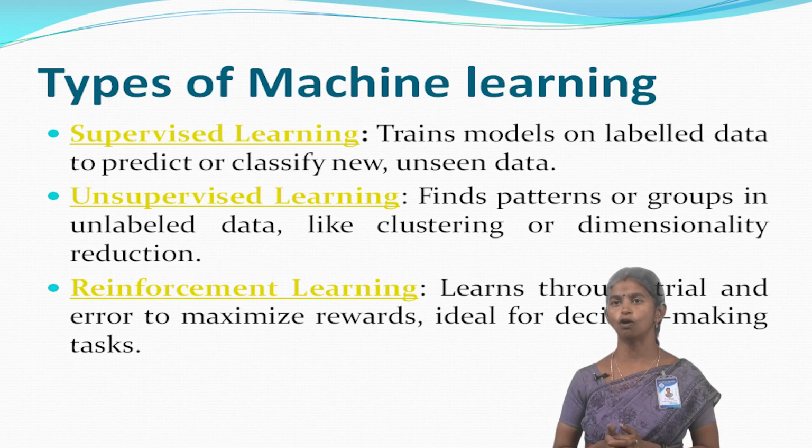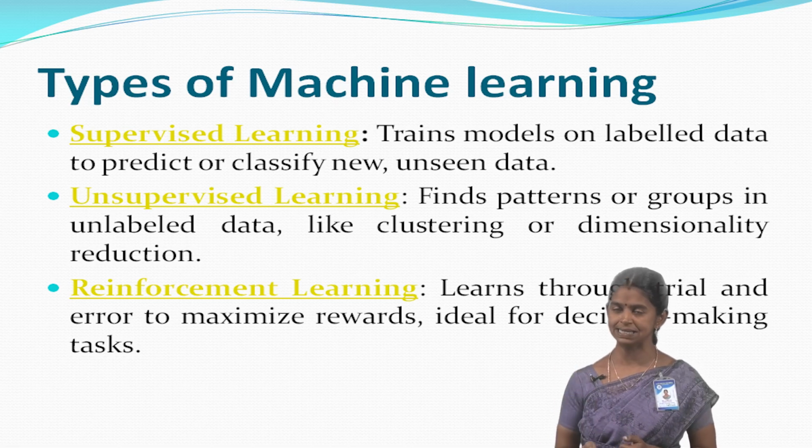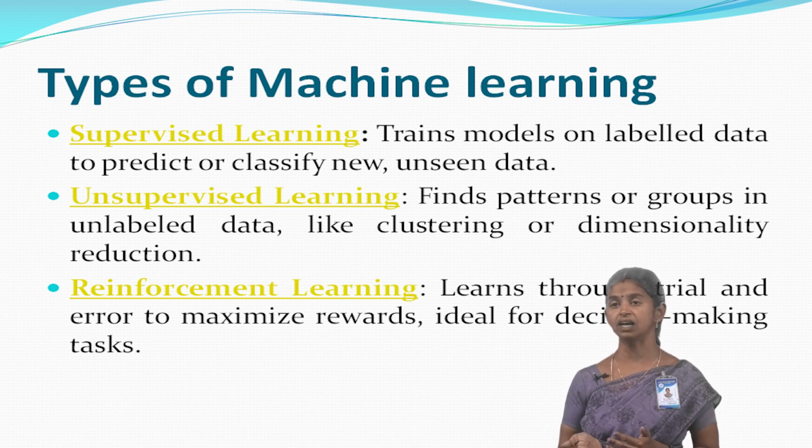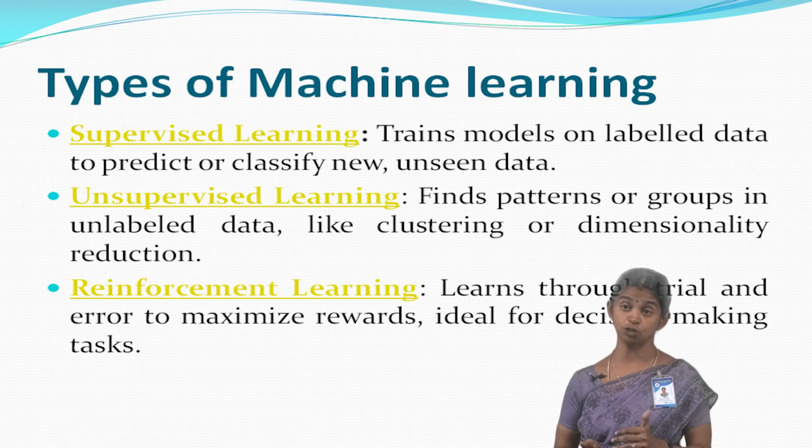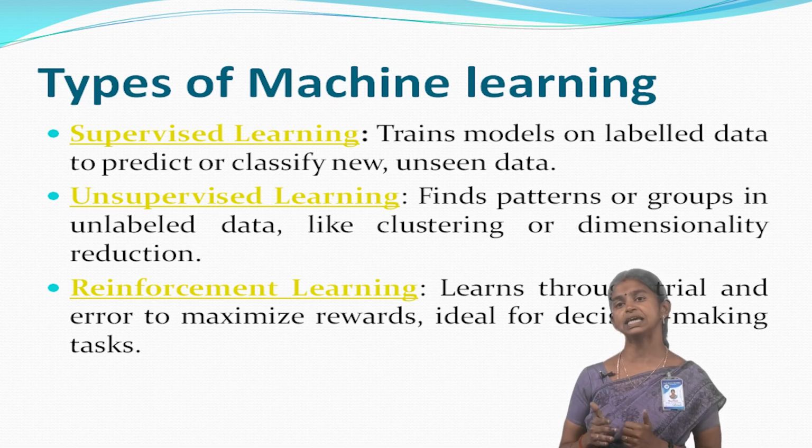What are the types of machine learning? That is supervised learning, unsupervised learning, and reinforcement learning. Let's now see about supervised learning. Training models on labeled data to predict or classify new unseen data. Likewise, unsupervised learning finds patterns or groups in unlabeled data, like clustering or dimensionality reduction. In reinforcement learning, it learns by trial and error to maximize rewards, ideal for decision making tasks.